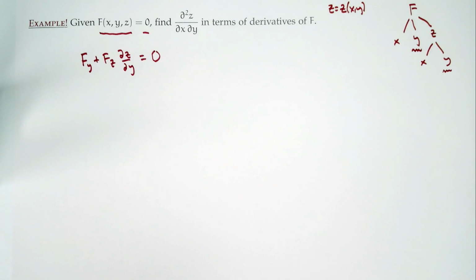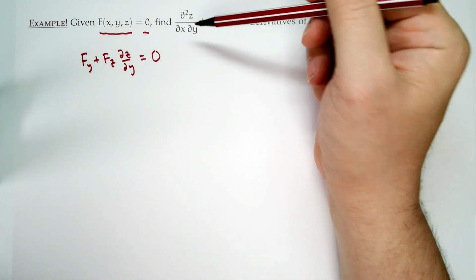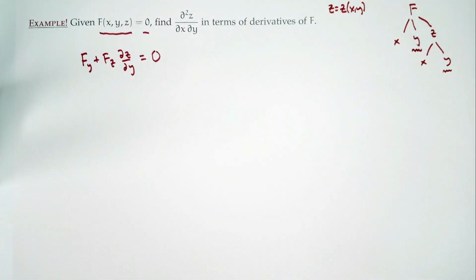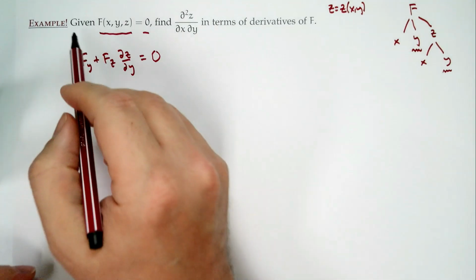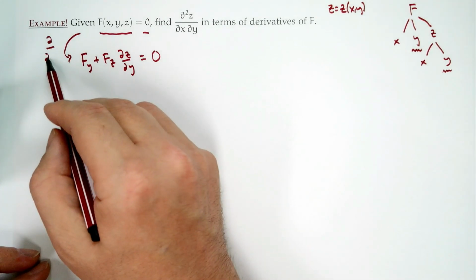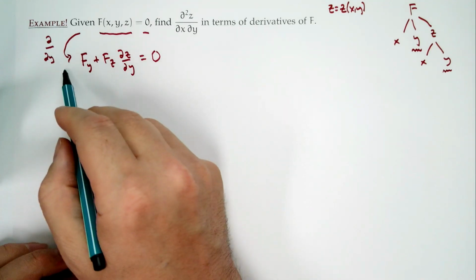Now we say, well, that's fantastic. We've got partial z partial y. And if we've got partial z partial y, we're kind of halfway there. Because the way you get to partial squared z partial x partial y is you start with partial z partial y, and you take the derivative with respect to x. So we say, aha, let's take the derivative with respect to x now. So in our first step, we took the derivative with respect to y. So now we're going to take the derivative with respect to x.